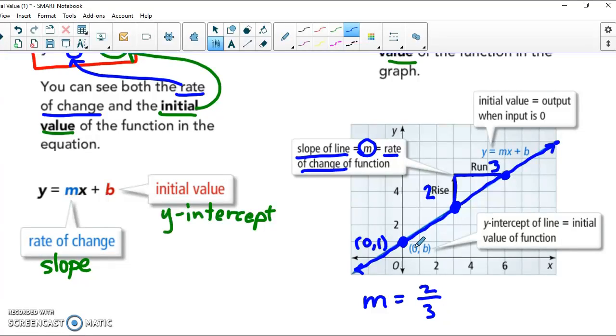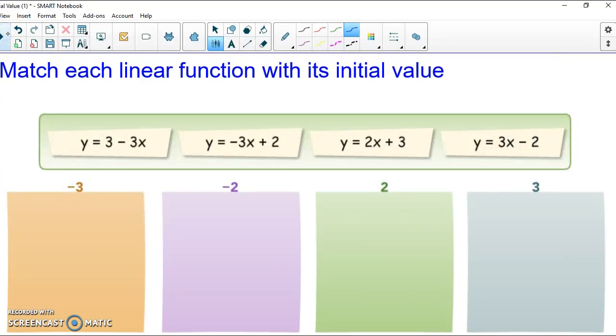So in an equation, I see the slope, or the rate of change, here. And on my graph, I see that by calculating the rise over the run. And in my equation, I see the initial value here. And on my graph, I see that as the point where my line crosses the y-axis. So let's practice with that a little bit.